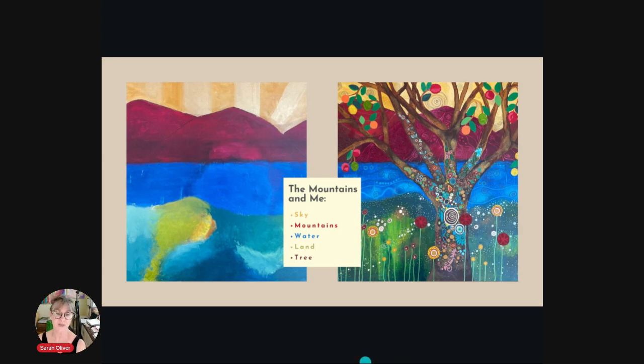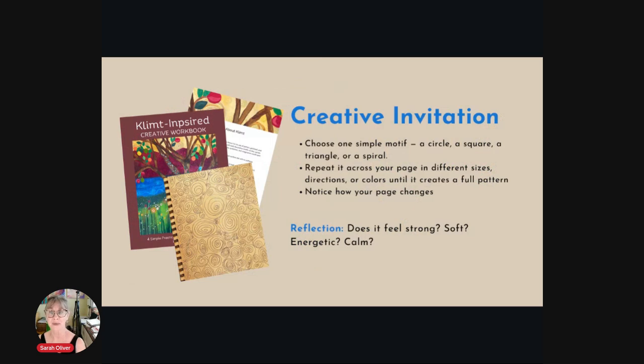And I guess that was one of the surprises for me in this painting, that this is an example of how my creative voice was evolving. Something new was happening. So now it's your turn. Choose one of the simple motifs, maybe a circle, a square, a triangle, or a spiral, and then let it repeat. Fill your page with it. Play with its size, the direction, the color, and watch how it begins to shift from just a single shape into a full pattern.